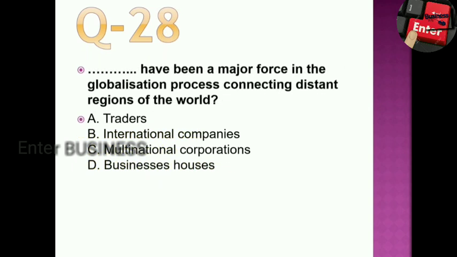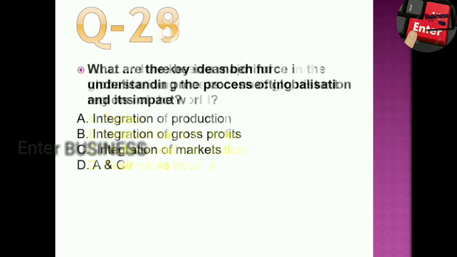And the next one is dash have been a major force in the globalization process connecting distant regions of the world. Option A, traders. Option B, international companies. Option C, multinational corporations. Option D, business houses. So the correct answer is option C, multinational corporations.